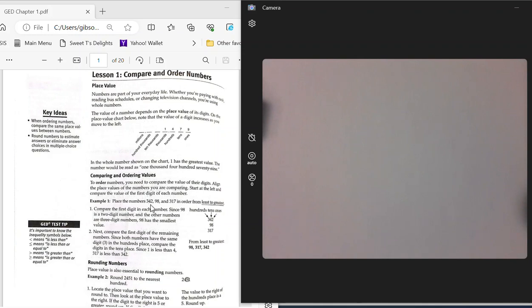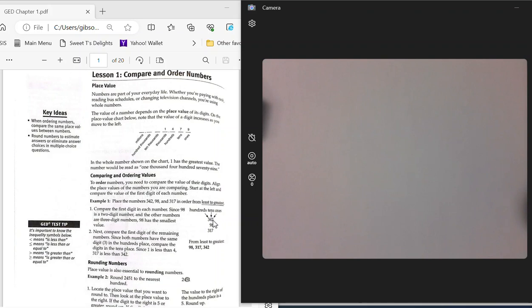Especially like here, we have 342 and 317, and also 98. We have two three-digit numbers and one two-digit number. So we know a three-digit number that begins with a number that's not zero is always going to be larger than the two-digit number. Okay, so we know 342 and 317 are larger than 98. So we don't have to worry about that. Now we come here to the three-digit numbers.